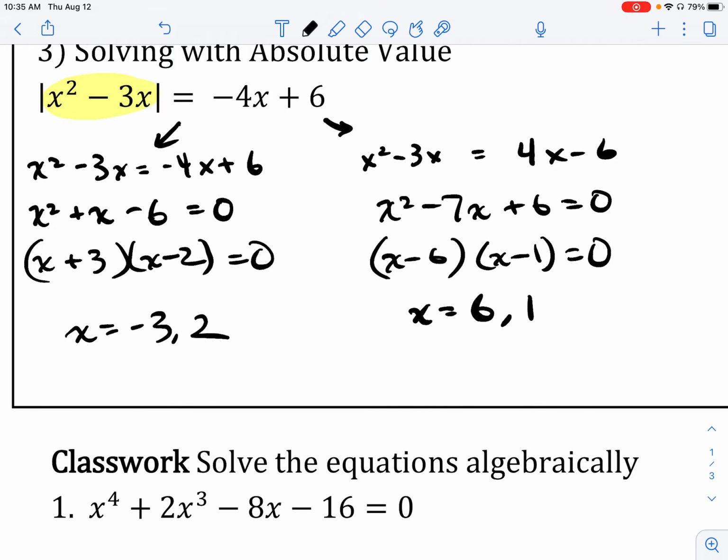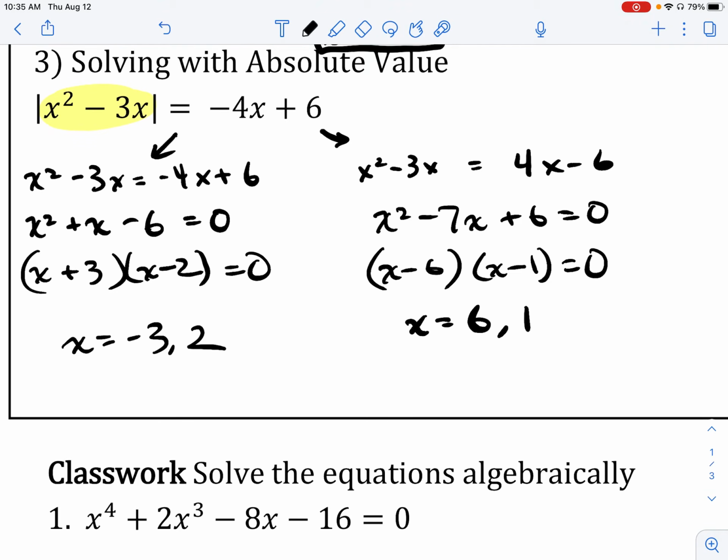Now, I haven't boxed any of my answers, and there's a good reason, because I haven't checked to see whether or not my solutions are all valid. Do they all work when I plug them back into my original equation? So, for example, something like -3, when I plug that in, you can quickly do the math there. We see 9 plus 9. That would give me 18 there. And then on the right-hand side, we've got -3 times -4. That's positive 12 plus 6. That also gives me 18. So -3 works.